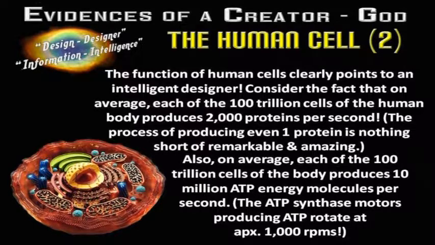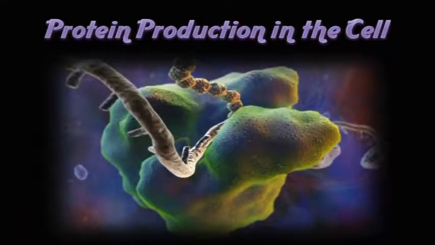Well, one of the major things that's happening is the production of proteins. It's estimated that the average human cell produces about 2,000 proteins per second. Think about how amazing the cell is in just this one aspect. Remember, you have about 100 trillion cells, so 100 trillion times 2,000 per second.